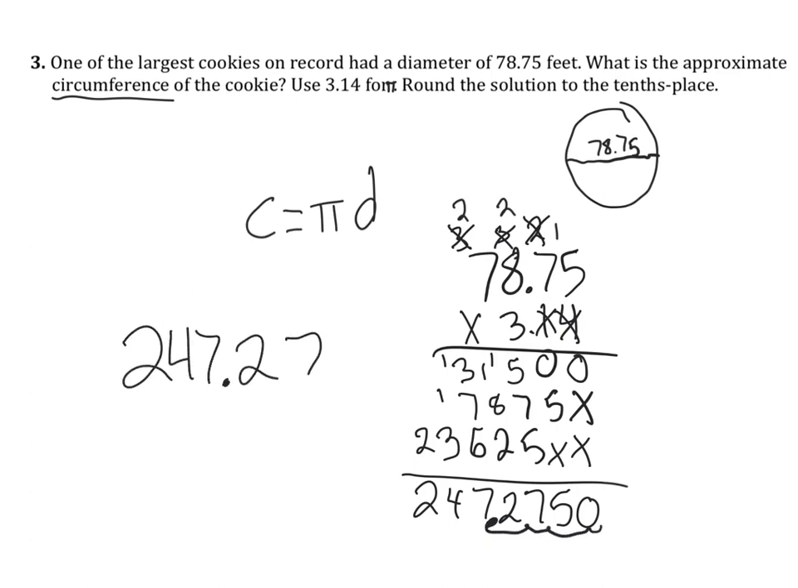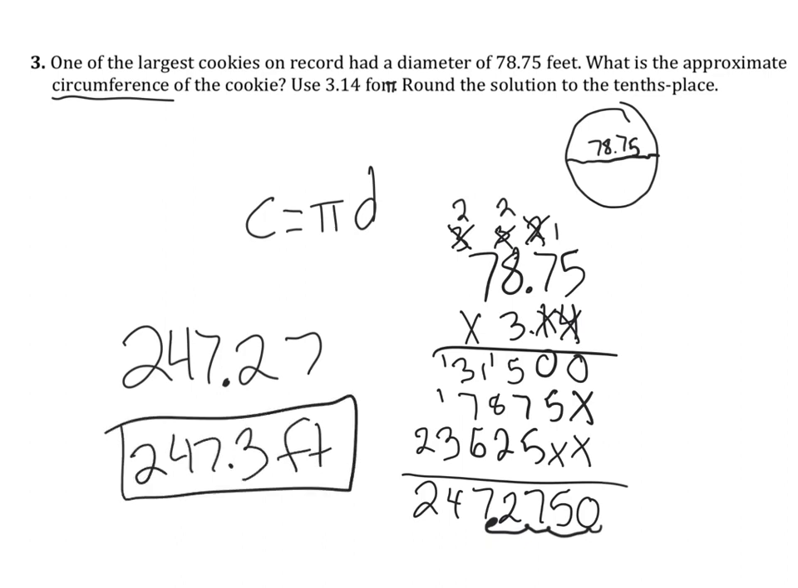So, since I'm looking at the first place, I have to ask myself, is this 5 or more or 4 or less? Since it's 5 or more, we're going to up the score of the one before it to get 247.3 feet. And its circumference all the way around.